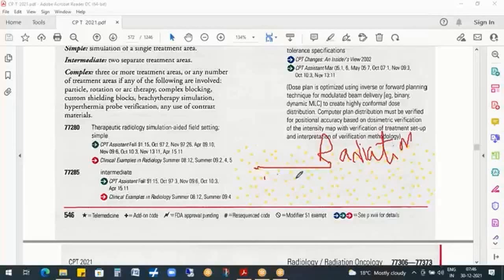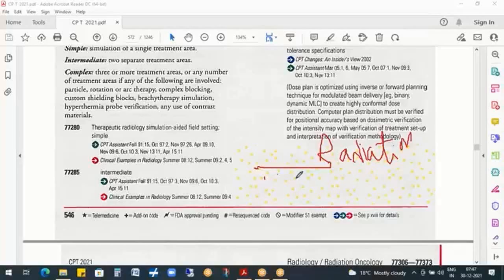Now, what are the five key terms that we need to look for in radiation oncology? First one is planning. Second one is simulation. Third one is delivery. Fourth one is management. Fifth one is, what is the fifth term? Dosimetry and device. Next point.